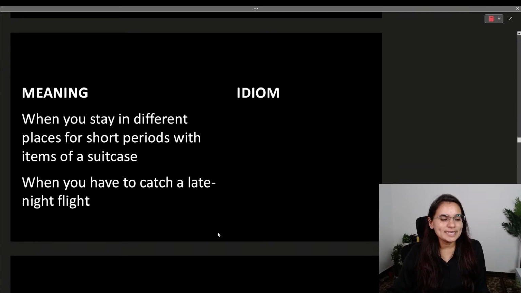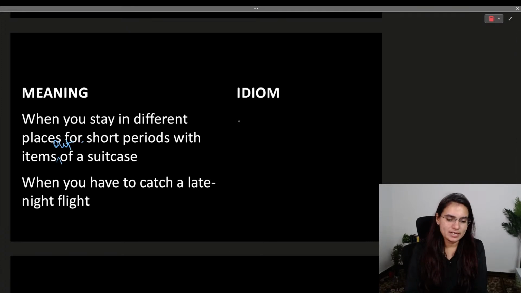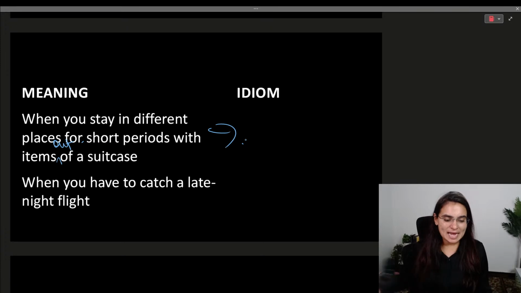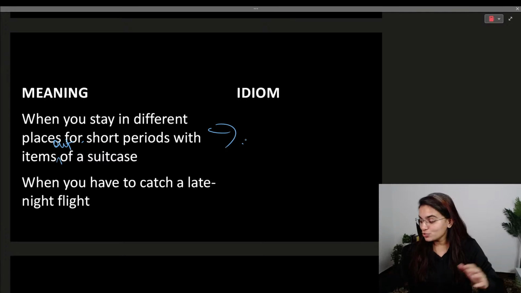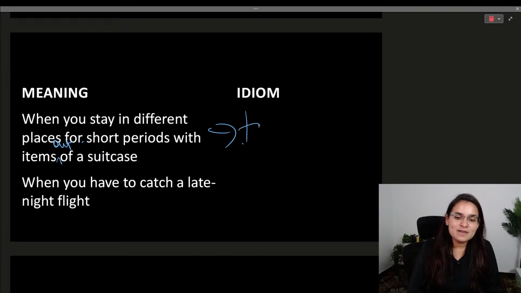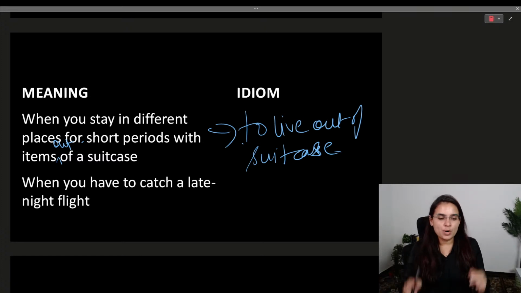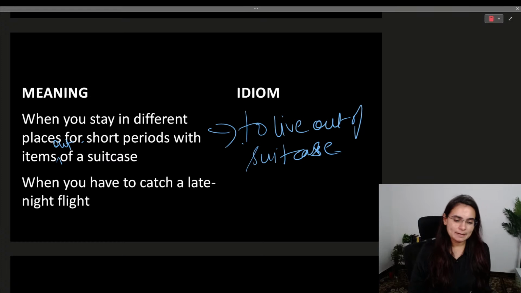Okay. Next one. When you stay in different places for short periods of time with items out of a suitcase, what is the idiom name for this one? Check out the definition properly. There is a hint in this question. You should all be able to guess that. To live out of a suitcase. It means when you are not settling down and you don't have much stuff, whatever stuff comes in a suitcase, you are living your life on that.